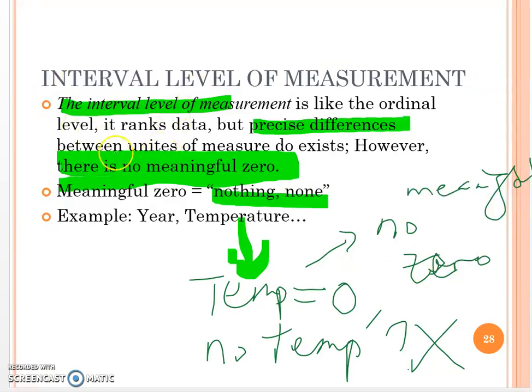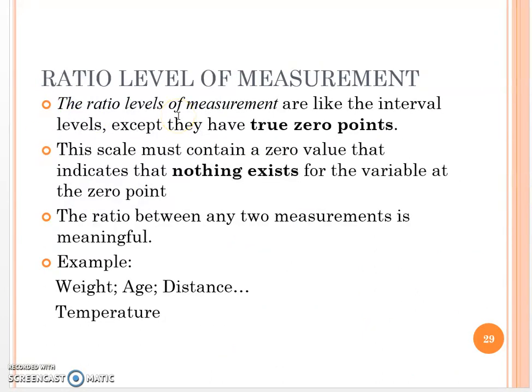Which means it does not have meaningful 0. This is of interval level. The last one we have seen here is ratio level of measurement. Now, the ratio level of measurement is similar to interval level of measurement, except ratio does have true 0 points, meaningful 0. So that means if a number equals 0, that means there's nothing exists.